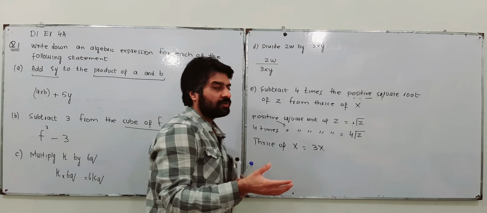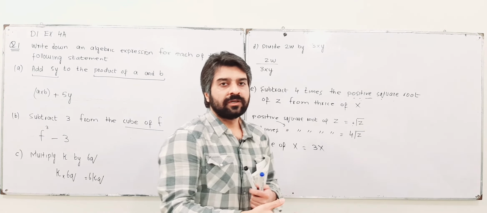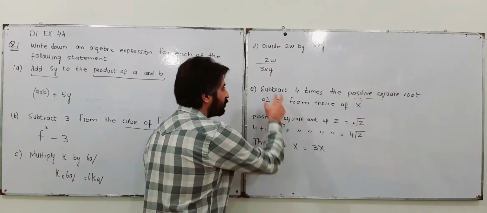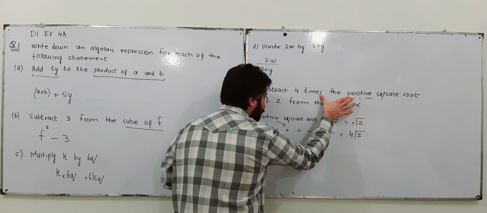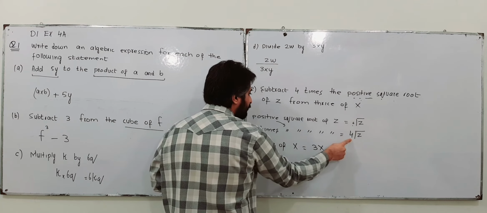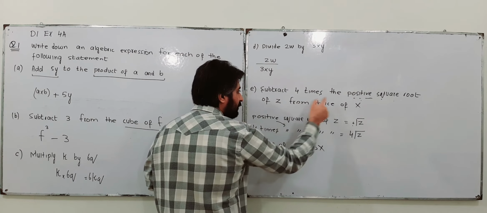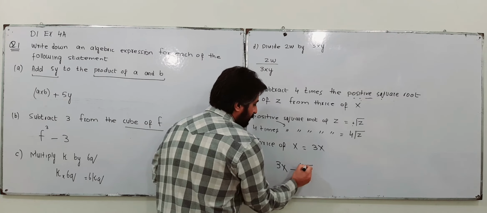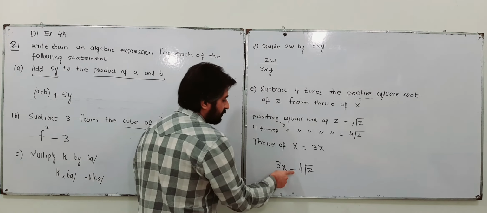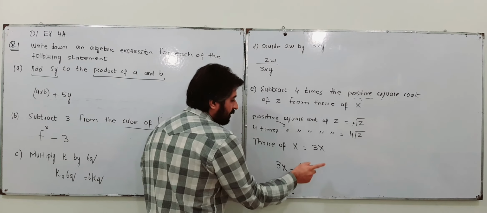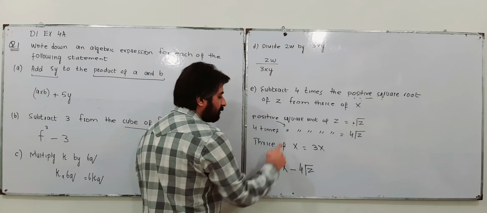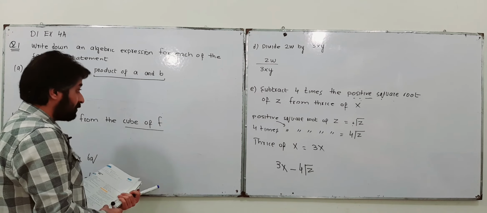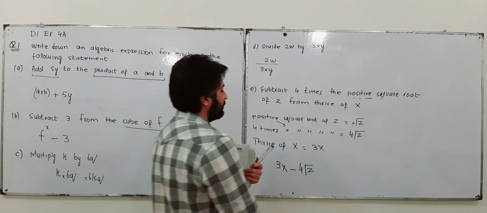So first of all, you need to find out the terms on which we have to perform the specific operation. We need to subtract 4 times the positive square root of z from thrice of x. So from thrice of x, subtract 4 times the positive square root of z. This was part E.